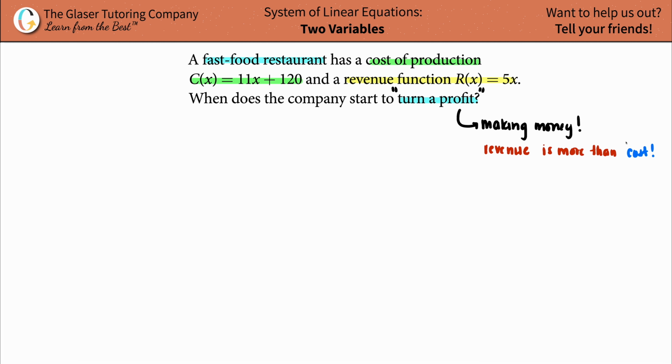Now, we want to find out with this function, when is this company going to start to turn a profit? Well, the first thing is you should always find out when you're going to break even. So here's another term. Break even is the point right before you turn a profit. And then anything else, that's when you're going to be making more money. But what does a break even point mean in terms of revenue and cost? Well, here is the formula.